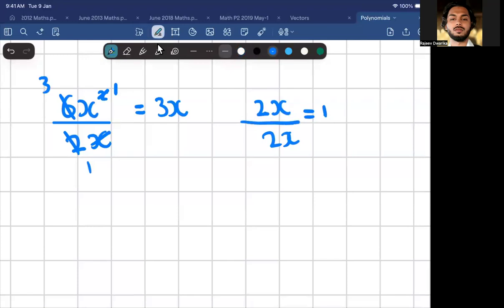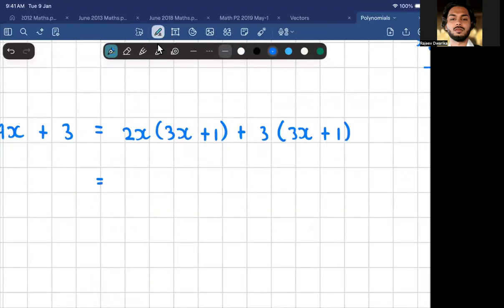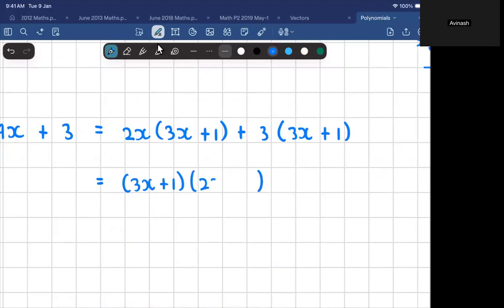All right. So we notice that 3x plus 1 is common in both of them. So I'm going to pull that out. And what would I write on the inside? 2x plus 3. Yes.